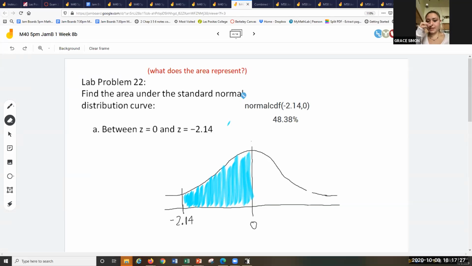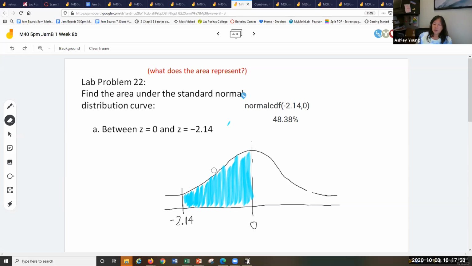So the area represents the probability that Z is going to be in between those numbers, and the probability would be 48.38% in this case. How'd you find it? We found it by putting negative 2.14 comma 0 in the normal CDF, and then you multiply that by 100 to get a percent. And the area in the graph represents that probability.